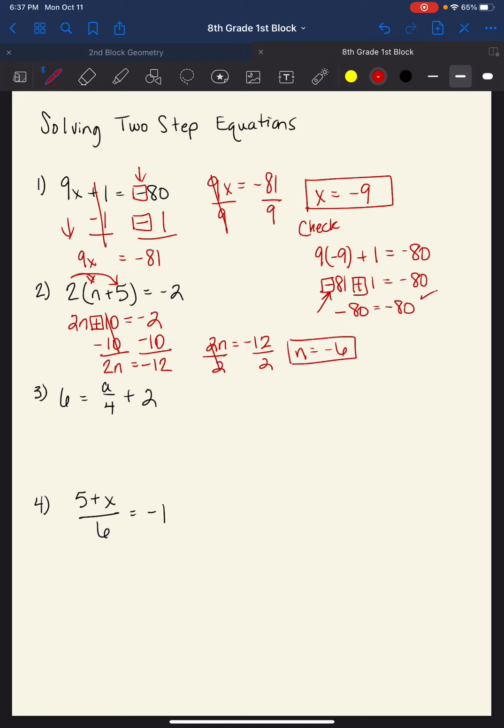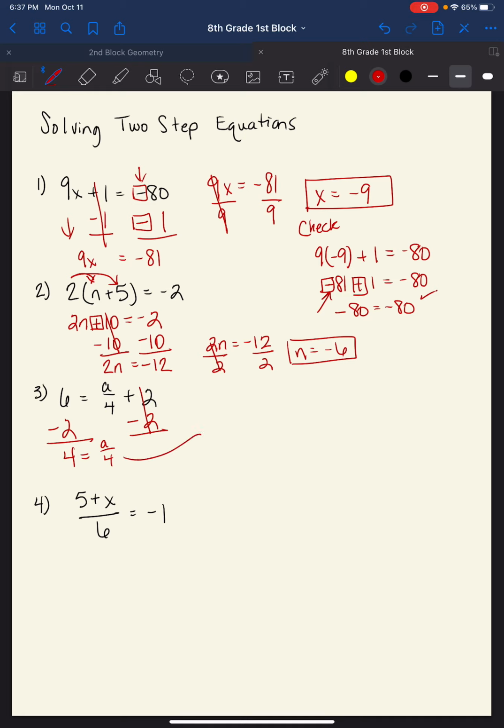Okay? Okay, now, number 3. Now remember I said you want to hold off on the variable to the end. Okay, which means I need to subtract that 2. So I subtract the 2 to the other side of the equal sign. 6 minus 2 is 4. Okay. Now I've got a over 4. Well, let me back up. That looks like a 9. Alright, so it's a over 4.